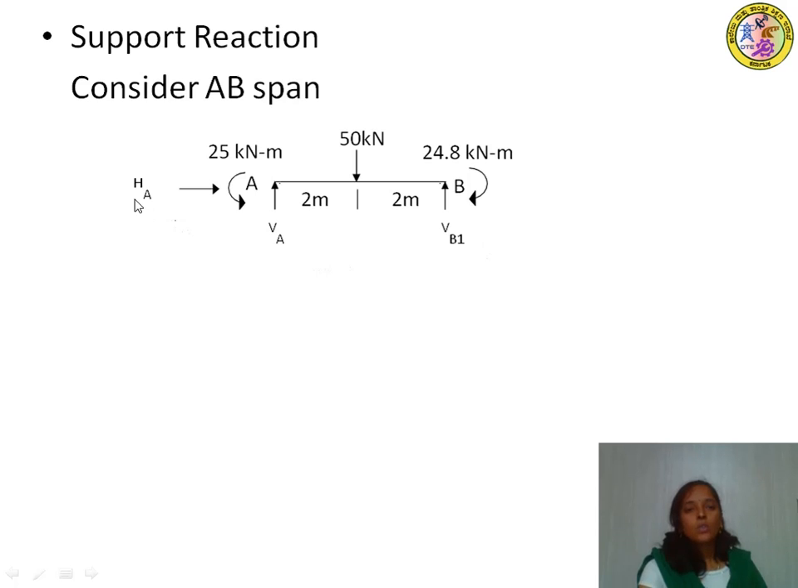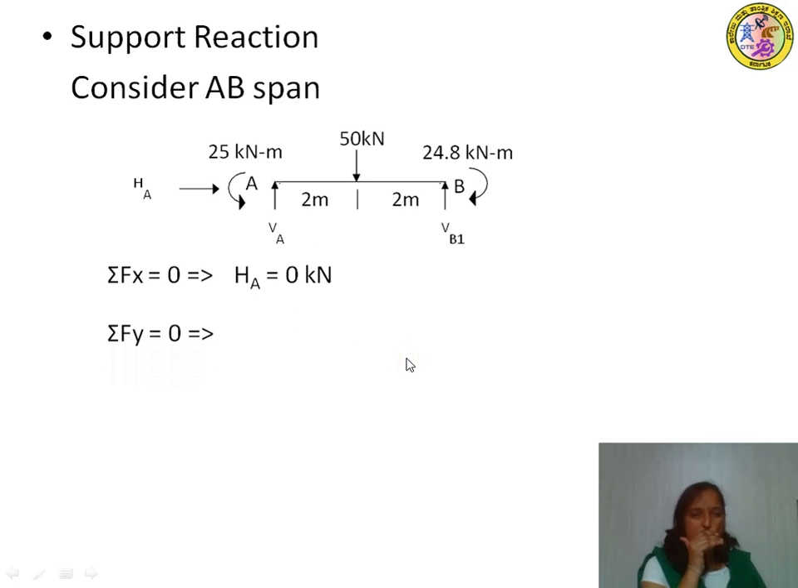Since at end A we have got fixed end, HA is the horizontal reaction. So let us apply the three equilibrium conditions. First one is sigma Fx is equal to 0, which implies HA is equal to 0, since there is no inclined or any horizontal loading. Next, apply sigma Fy is equal to 0, summation of forces in y direction is equal to 0. That implies VA plus VB1 is equal to 50 kilonewton.